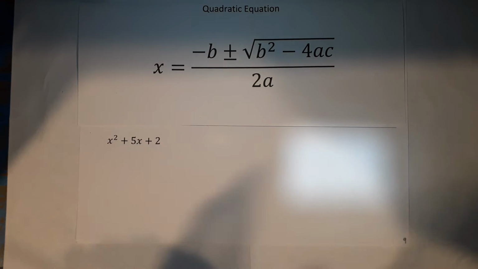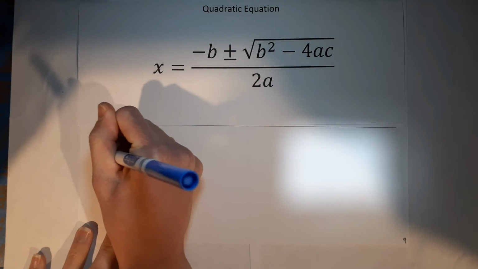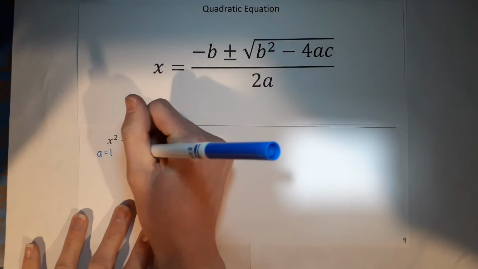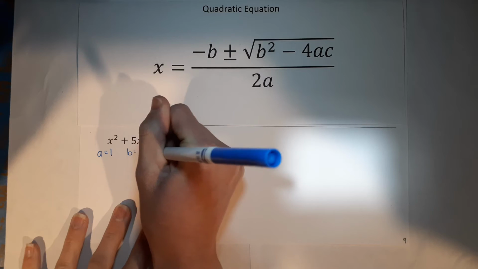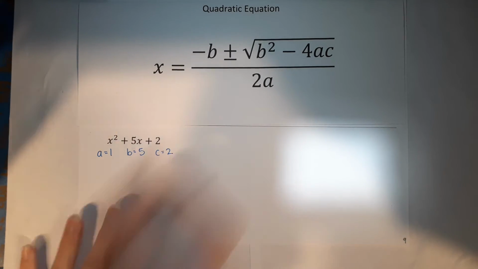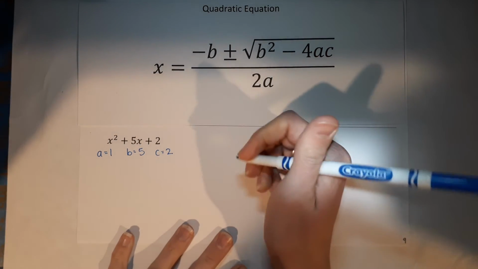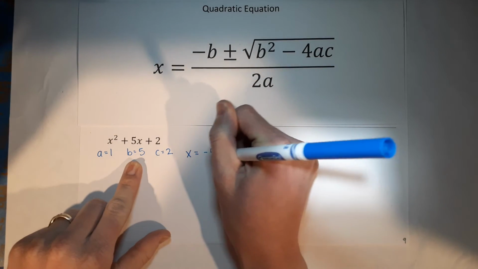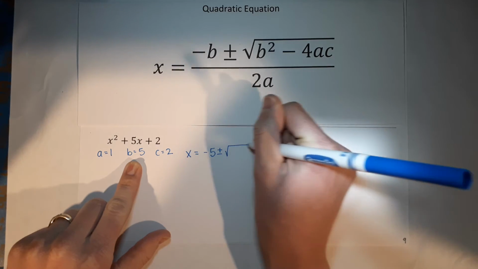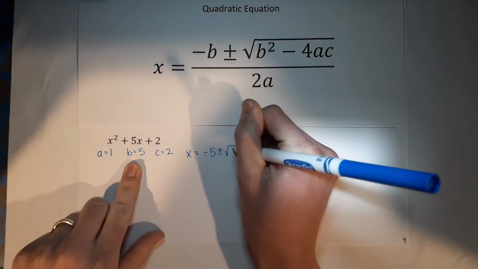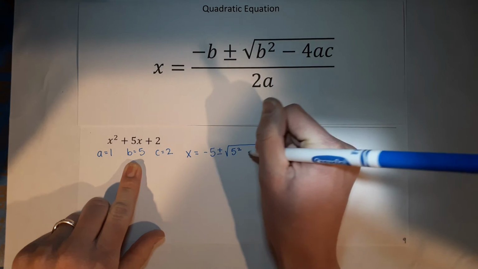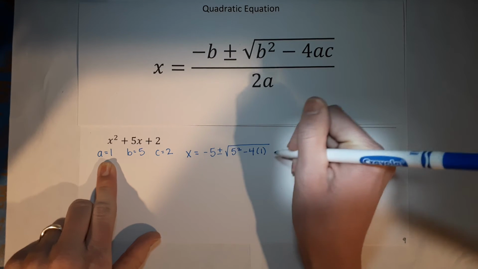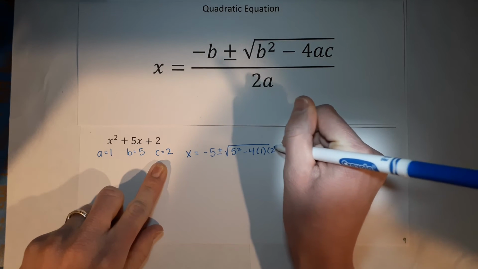So let's go ahead. A is 1. Now, in both these examples, A was 1, but obviously it's not always 1. B is 5, and C is 2. Okay? All right, now let's just plug those in. So, x equals negative b, so negative 5, plus or minus the square root of b squared minus 4 times a, which is 1, times c, which is 2.